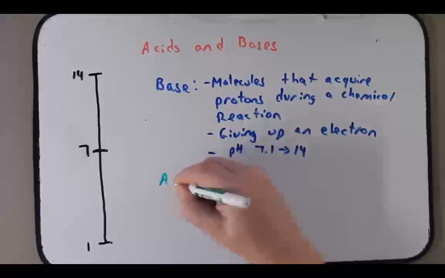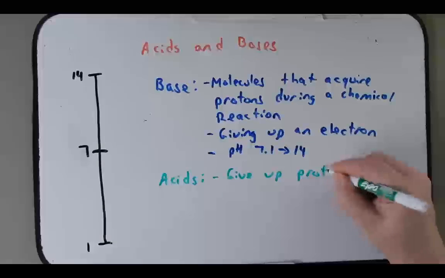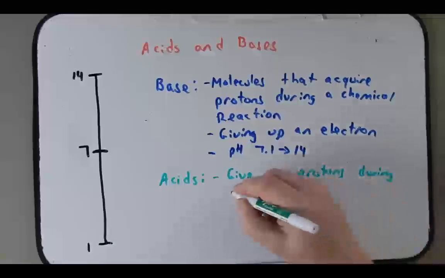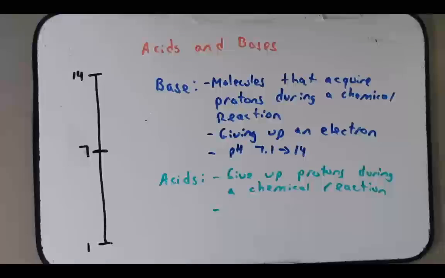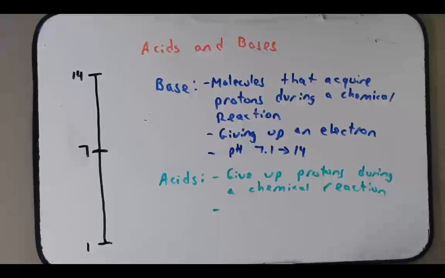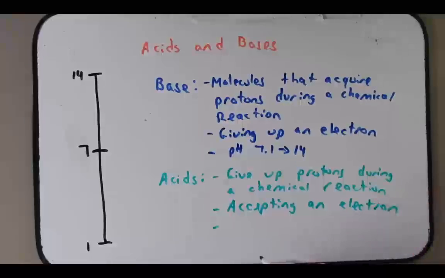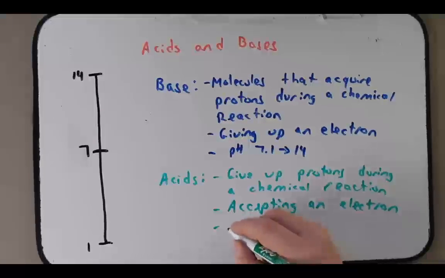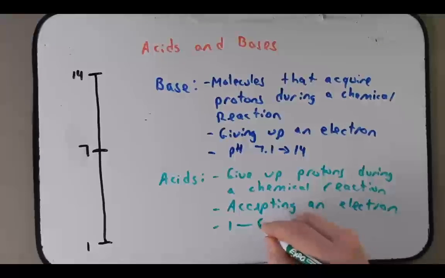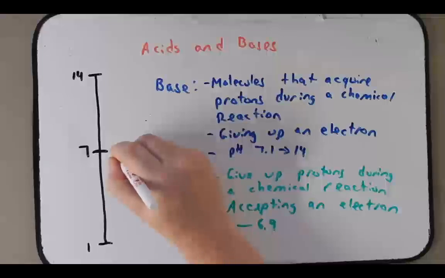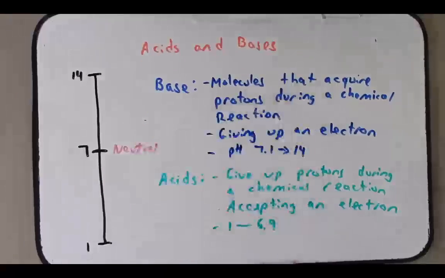Now I want to talk about acids. Acids give up protons during a chemical reaction. You could also think of them as accepting an electron. And acids are going to fall in that range of 1 to 6.9. This area around 7 is considered a neutral pH.